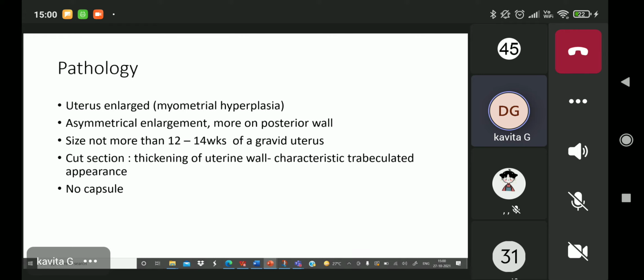The pathology is that the uterus becomes enlarged. Why is it becoming enlarged? Because the myometrium has expanded. Second thing is, because of the deposits, the uterus becomes asymmetrically enlarged, more so on the posterior wall, but actually it can be anywhere. Size is never too much, as compared to other conditions. Cut section shows thickening of the uterine wall with a characteristic trabeculated appearance. Now, unlike other lesions, like maybe even a solid cystic lesion, there is no capsule here.